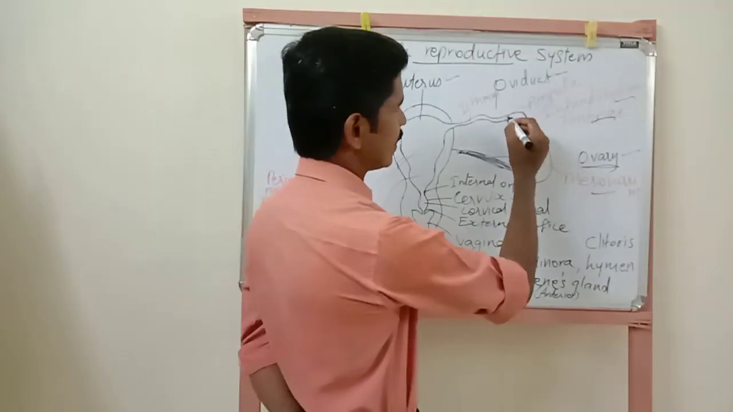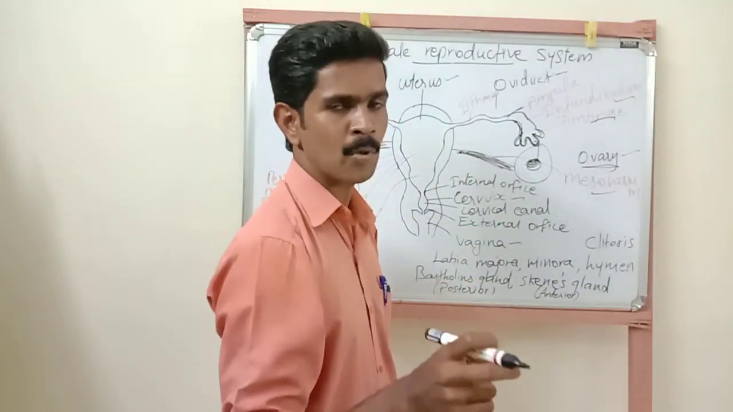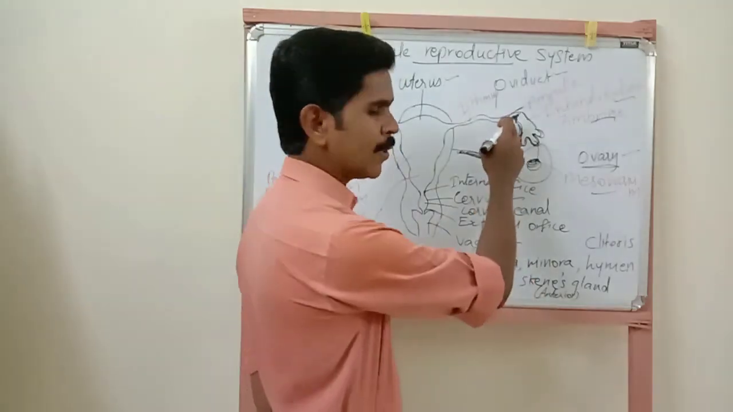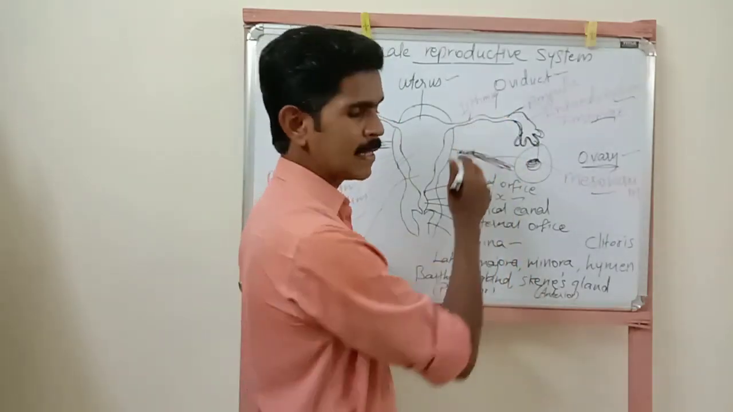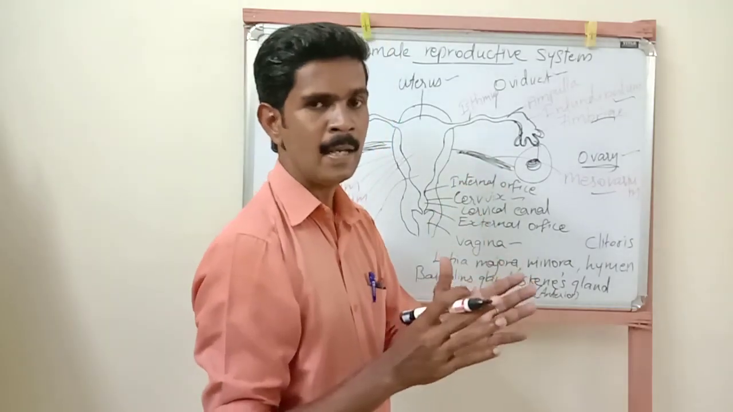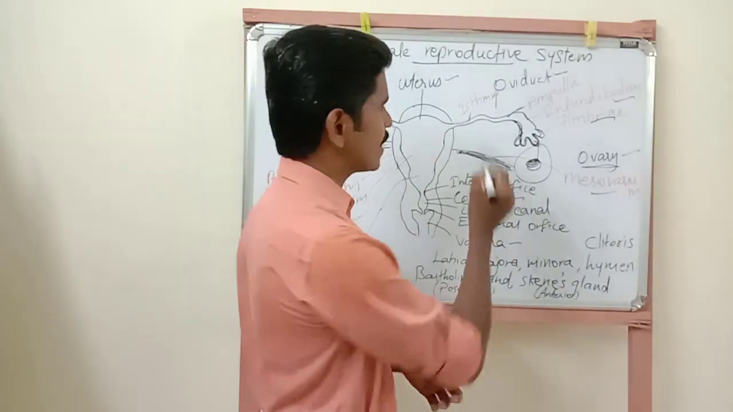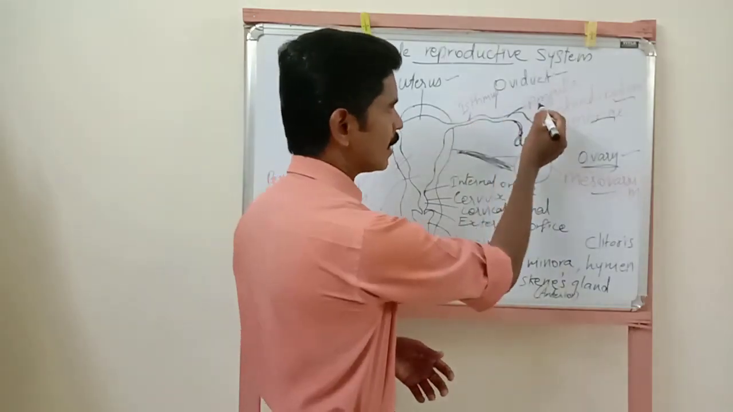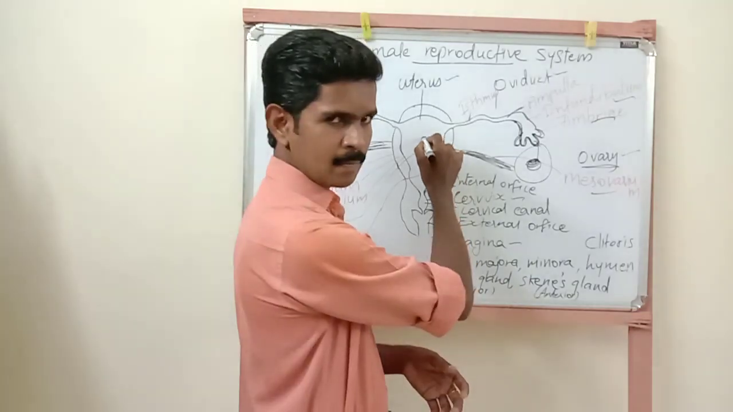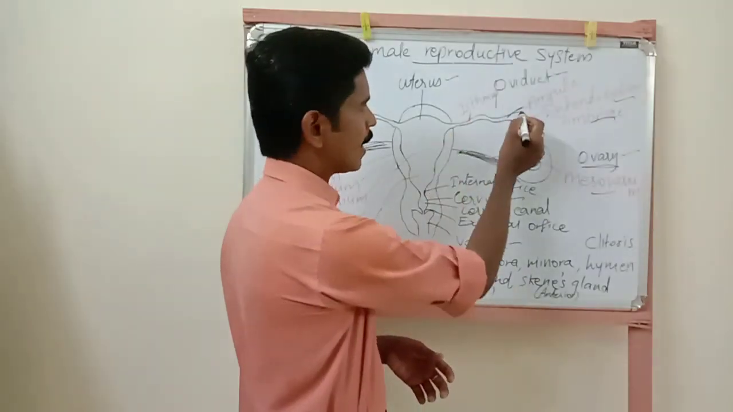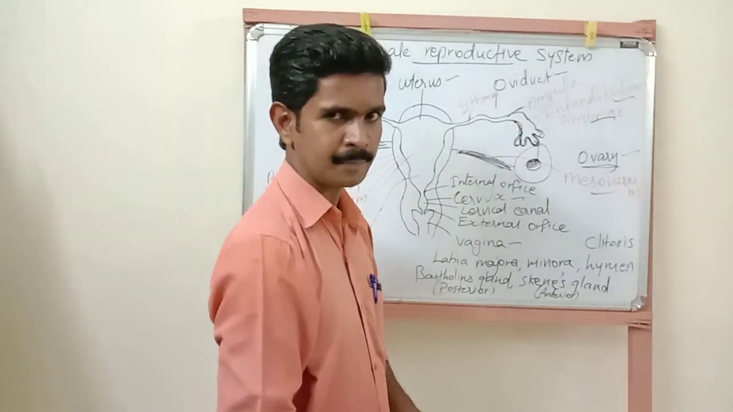Then the next region of the oviduct is called ampulla. Ampulla is the middle region of the oviduct. And the last region is called isthmus. This region, isthmus, is a very short and very thick region. This isthmus only connects this ampulla and infundibulum region with the uterus. So the uterus and ampulla, these two regions, are connected by this isthmus.